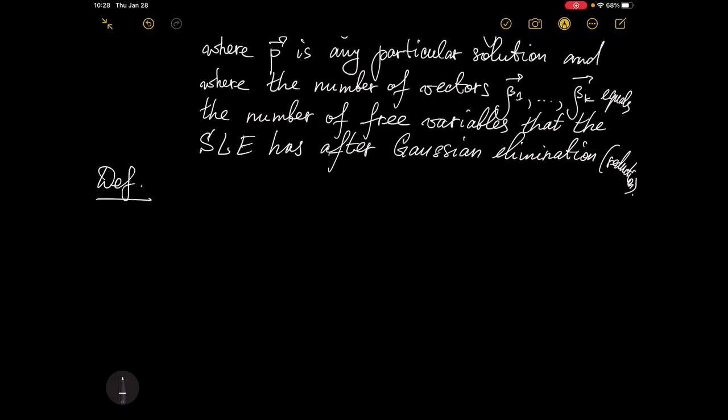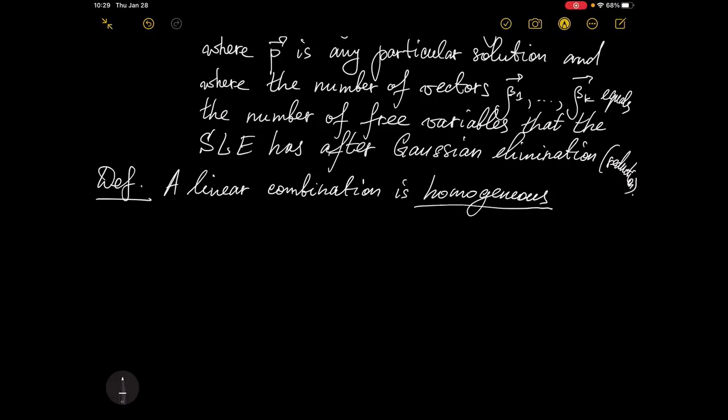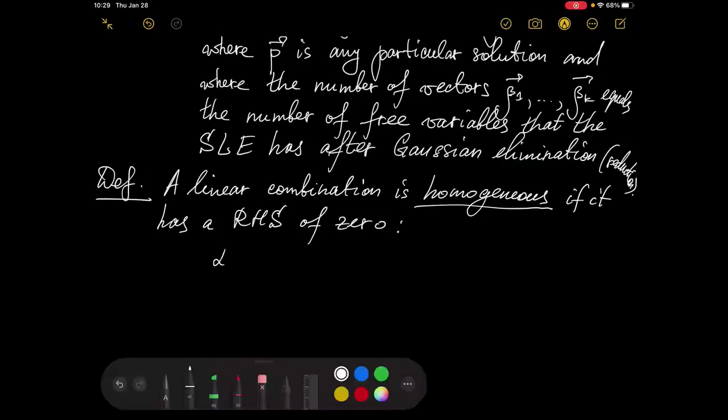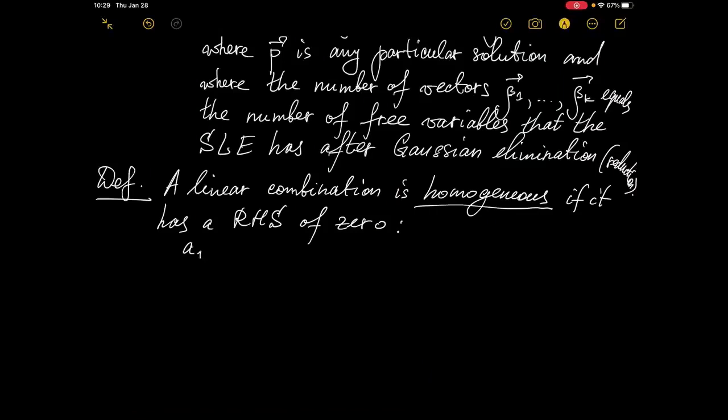So let me give a definition. A linear equation is homogeneous if it has a right-hand side of 0. So in other words, it can be written as A1x1 plus A2x2 plus ... plus ANXN equals 0. Okay, I will stop here.